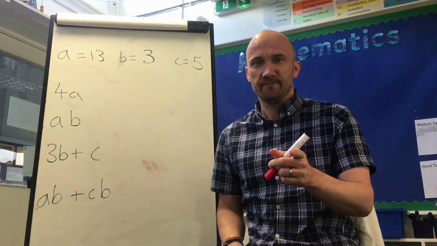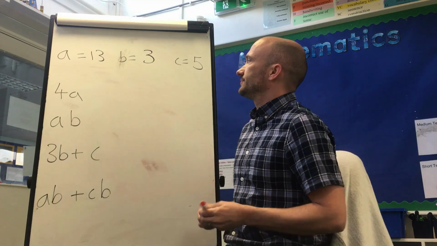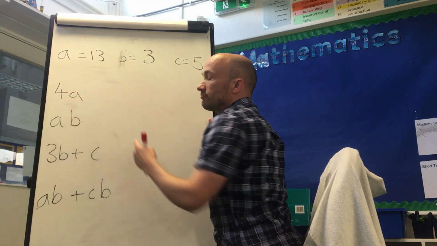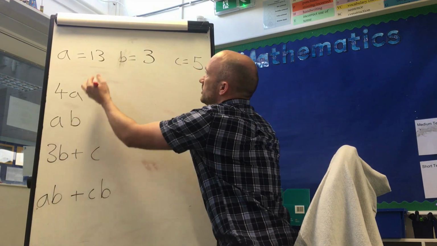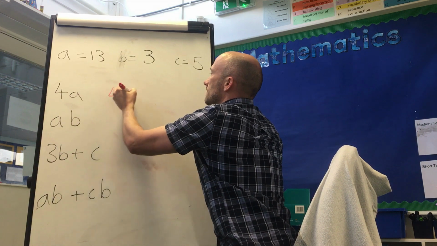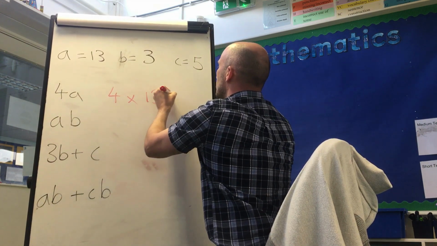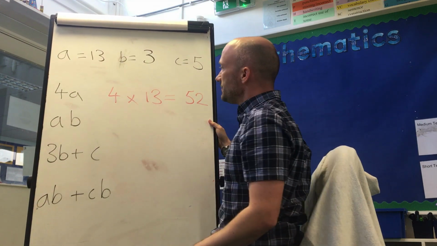Okay, are you still with me? I hope so. Let's have a go through these answers and see how you did. Okay, for the first one, we have 4a. Remember, when the number's next to the letter, that means we need to multiply them. So it's 4 multiplied by a, which is 13. 4 times 13 is 52.